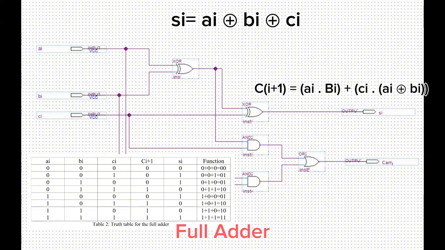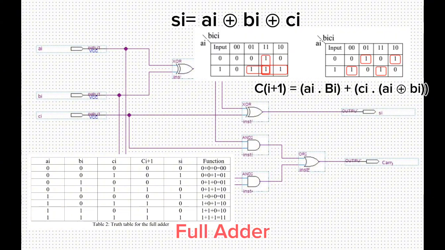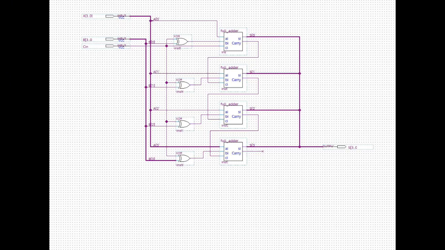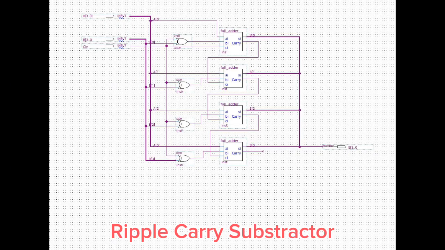So first we need to design the full adder gate level schematic, and then from the truth table we create a K map. Based on the Karnaugh map simplifications, the Boolean expression for the full adder outputs are as shown above. Then, the previous design of the full adder is reused as a modular building block to form a 4-bit ripple carry adder and subtractor.